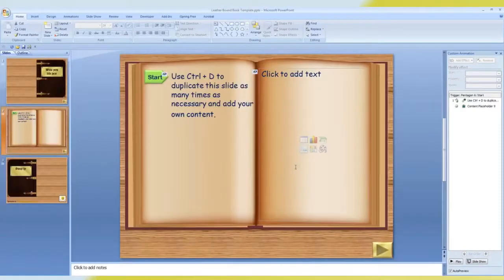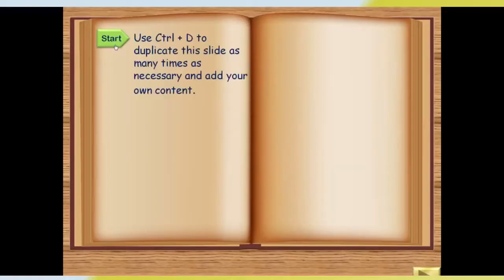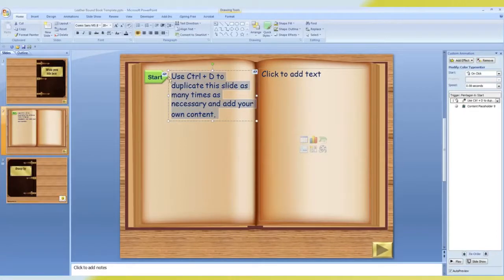Of course, there are lots of other different book templates, and this one is another one I've got, which is based on an old-fashioned leather-bound book. And again, it's got these here, and what I would do is, while it's in this view, the child would use that to write and then click and the text would appear.